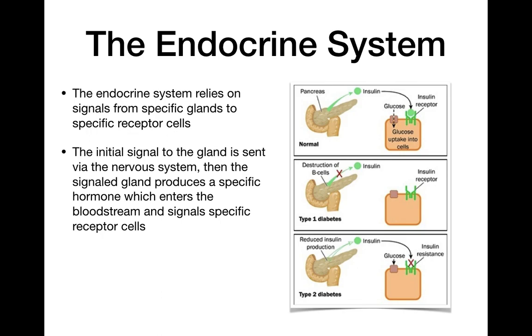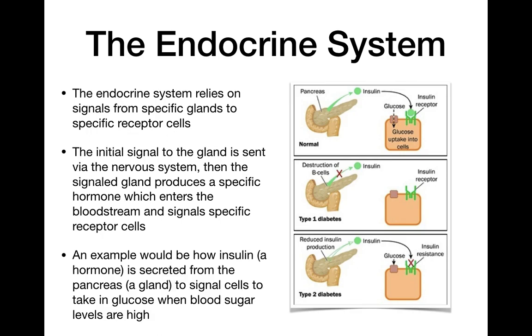So the initial signal to the gland is sent from the nerve. So the nerve is going to signal a gland, for example, the pancreas, and tell it to produce a certain hormone. The pancreas produces insulin. And then that hormone will enter the bloodstream, and that will signal specific receptor cells. And it can be more general, which cells will be targeted, or it can be very specific depending on the hormone.